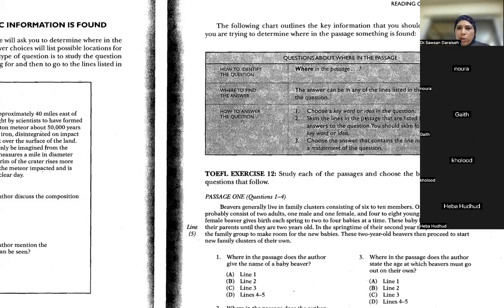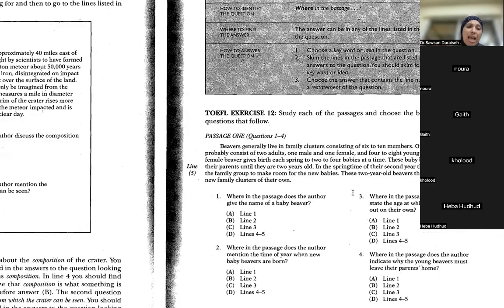Right away, choose a keyword or an idea in the question, then skim the lines that are listed in the answers to the question for the keyword or idea. And finally, you choose the answer that contains the line number of a restatement. See, guys, the word restatement, it's like you are repeating what was said in the question. That's why in this question specifically, you should also understand the synonyms of words sometimes, because they're not going to hand you the exact word. They're going to give you a replacement in the question for the word originally in the passage, okay?